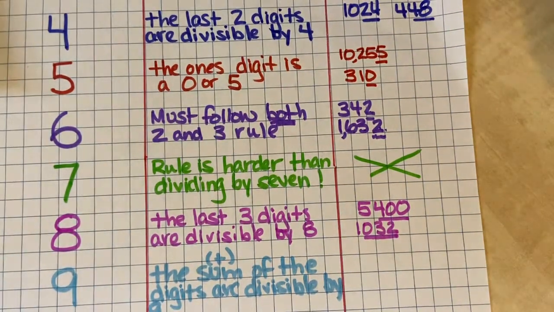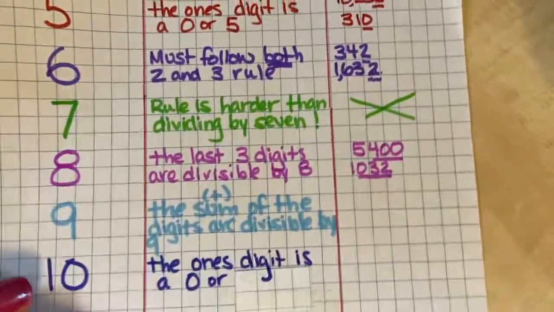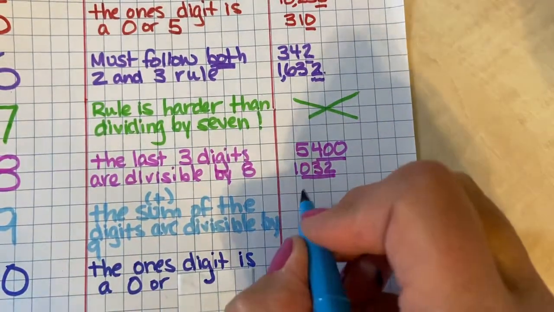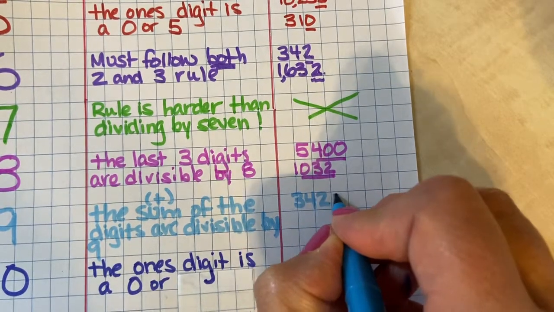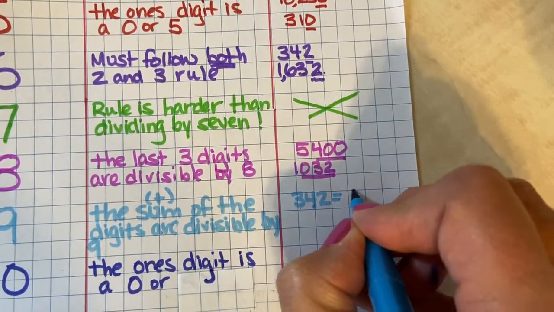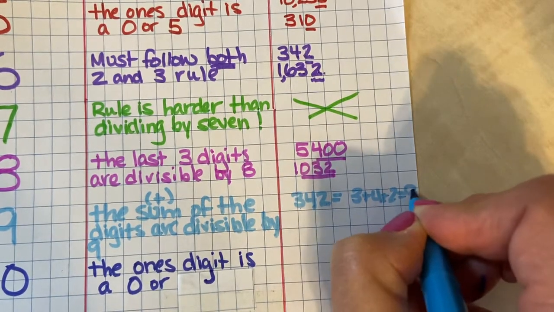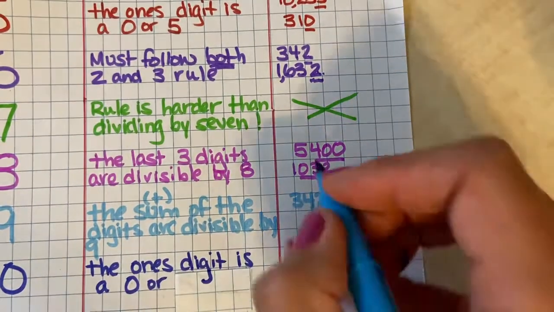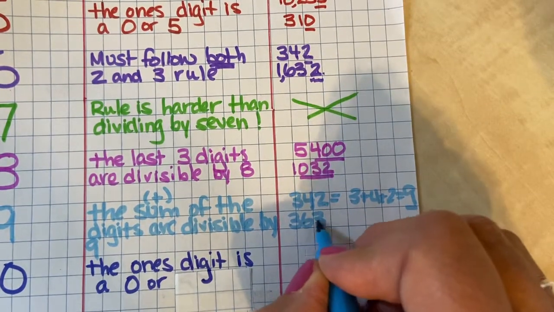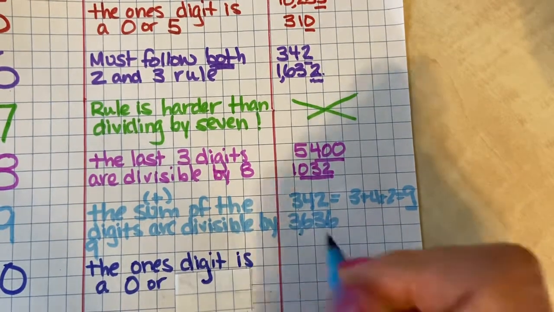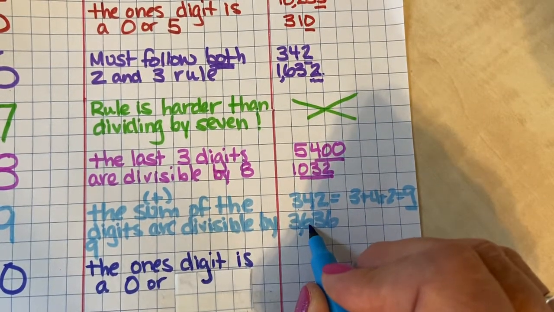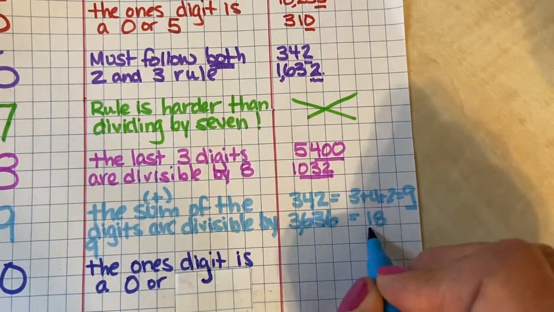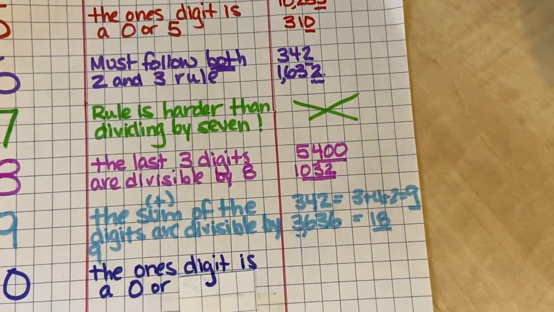All right, the 9 rule is though. The 9 rule is the exact same as the 3 rule, only when you add them up, they have to be divisible by 9. So if I did the same number I did for 3, 342, when I added them up, 3 plus 4 is 7, plus 2 is 9. If 9 goes into 9, then that whole number is divisible by 9. If I had the number 3,636, I do 3 plus 6 is 9, plus 3 is 12, plus 6 is 18. Since 9 goes into 18, 9 would go into that evenly, okay?